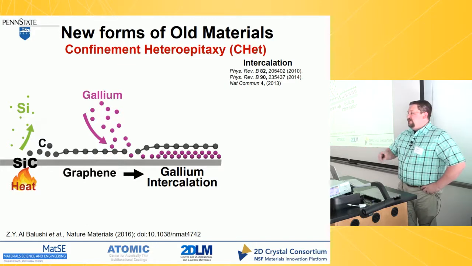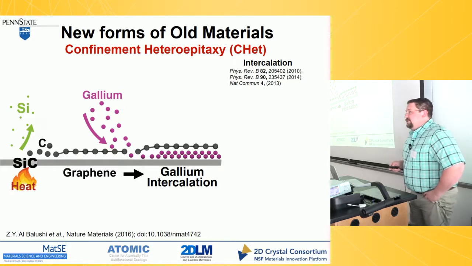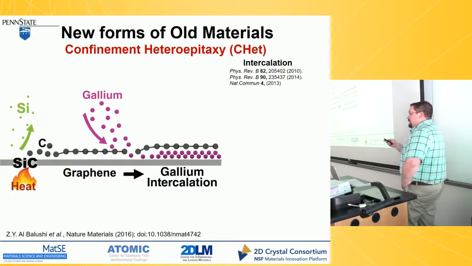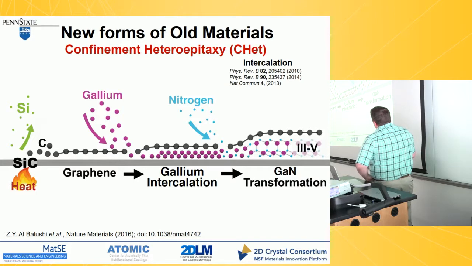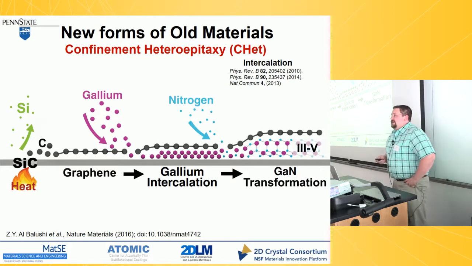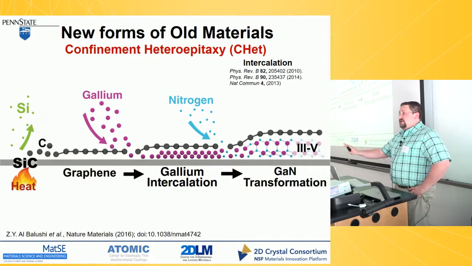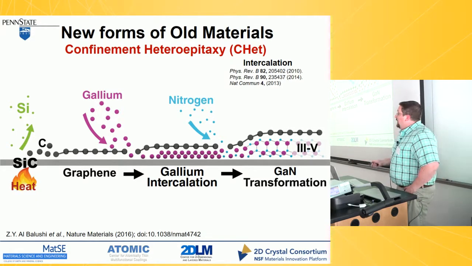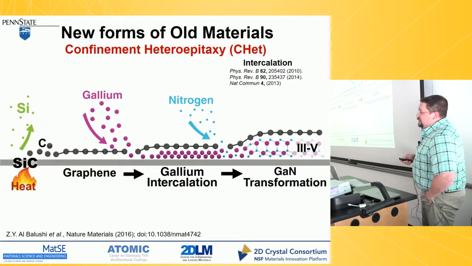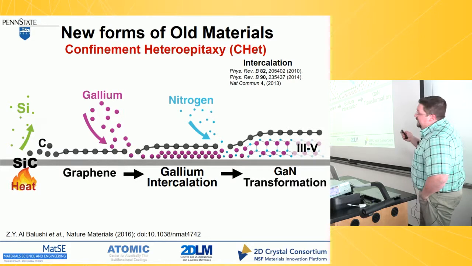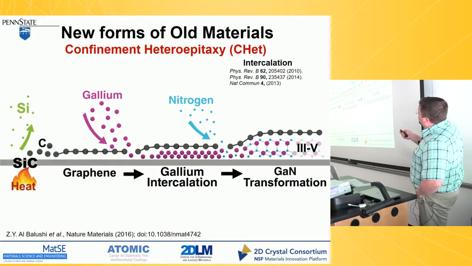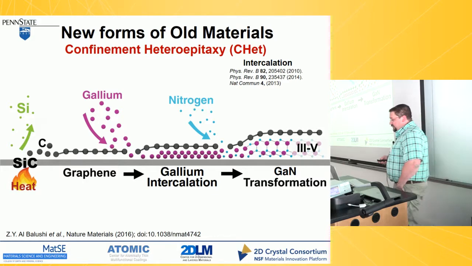So it's like making your peanut butter and jelly sandwich, except you put the bread together first, then you stick the peanut butter in. Here's our jelly, nitrogen. So in this particular case, you don't only just intercalate one layer, but you can actually intercalate multiple elements in there. And you can do chemistry at this interface. So now we've created things like 2D gallium nitride. And this is known as confinement heteroepitaxy, CHet.